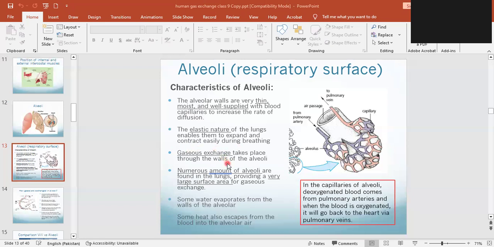Next, the gas exchange actually occurs here in the walls of the alveoli. And they should be in numerous amount again. Numerous amount means they are increasing the surface area to volume ratio for the gas exchange. The more alveoli, the higher the gas exchange. More oxygen will go in.